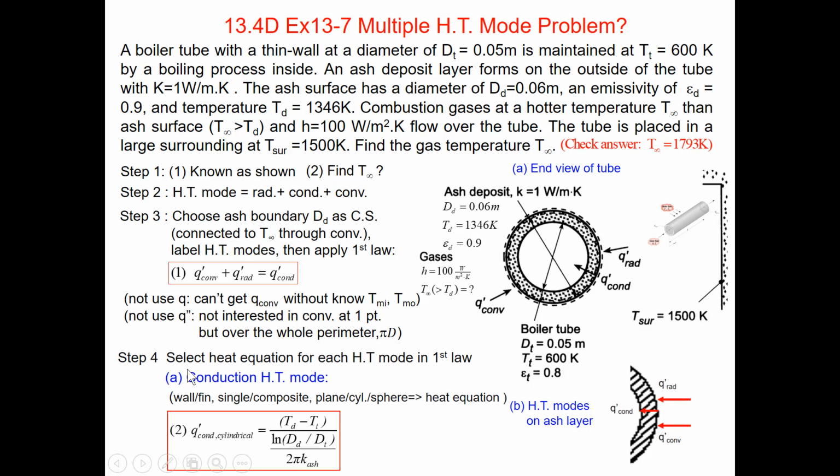Step 4. Select heat equation for each heat transfer mode in the first law. A. For conduction heat transfer mode, you need to consider whether it is wall or fin. If it is wall, whether it is a single wall or composite wall, and its geometry. Equation 2 is selected for our single cylindrical wall.